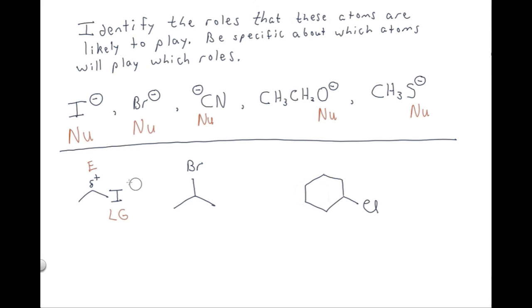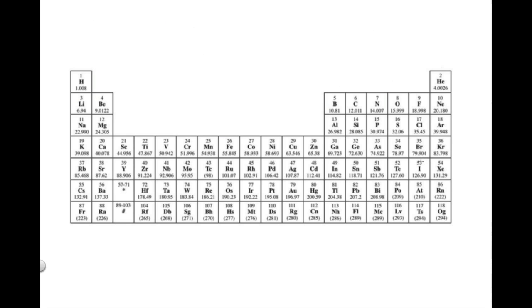To repeat that logic, you should know that iodide is to the right of carbon in the periodic table. That means that iodide is slightly more electronegative than carbon. That means that the iodide wants electrons more than the carbon does. Here is iodide in our periodic table, and here is carbon. Because iodide is to the right of carbon in the periodic table, that indicates that iodide is likely to want electrons more than the carbon does.